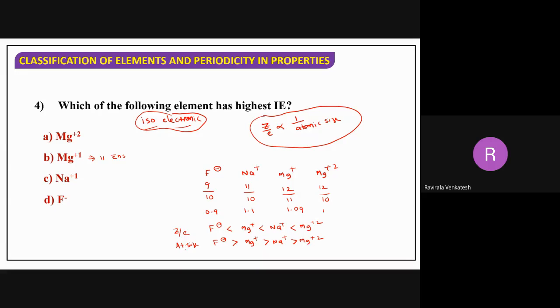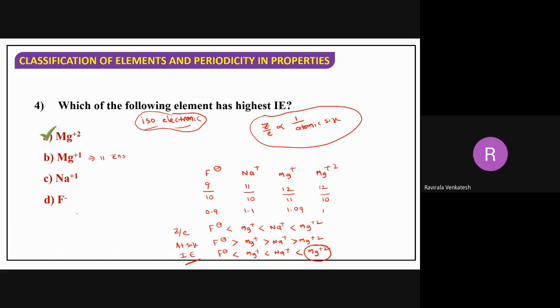Next, atomic size is inversely proportional to ionization enthalpy. I am writing here ionization enthalpy. Now F minus is lesser than what? Na plus and Mg plus 2. This will be the ionization enthalpy order. Now what they are asking: which has the highest ionization enthalpy? Mg plus 2 has the highest ionization enthalpy.